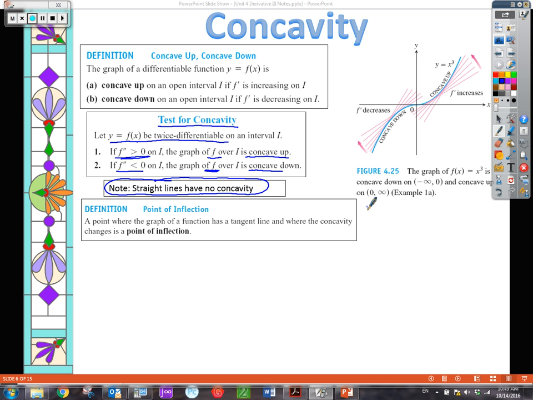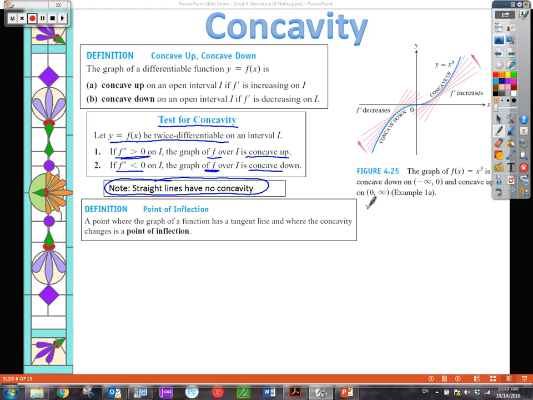And then the second thing is, lines don't really have a second derivative, right? The first derivative of a line would be a constant. The second derivative would be nothing. So they don't really have a second derivative. That kind of makes sense. Straight lines do not have concavity. So I just want to point that out.